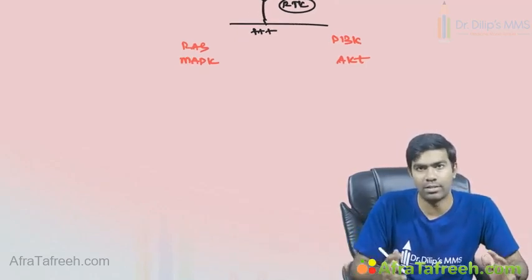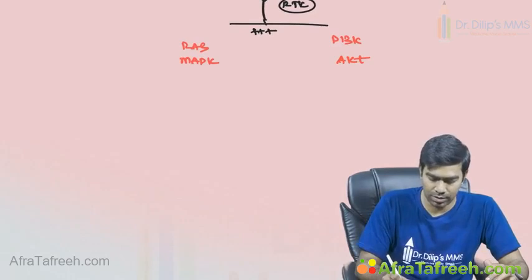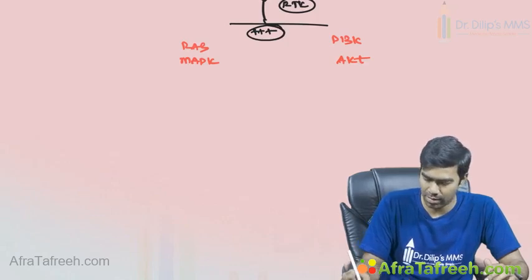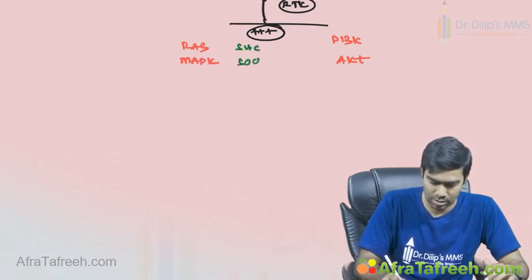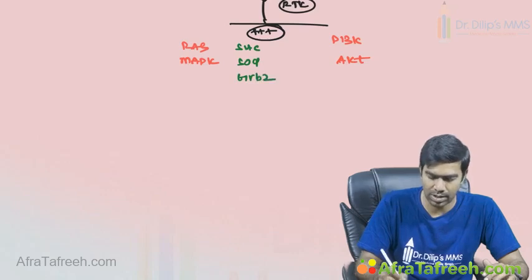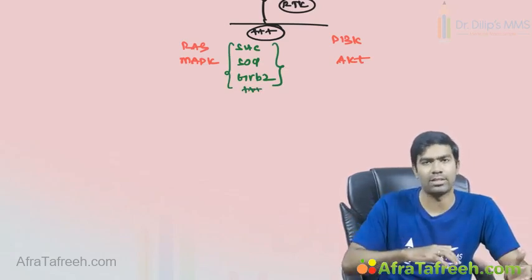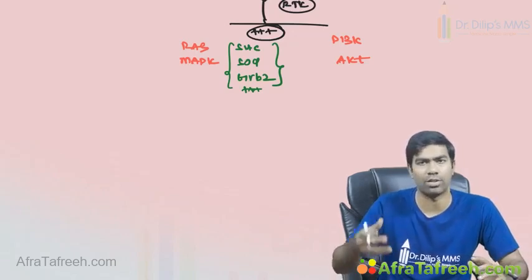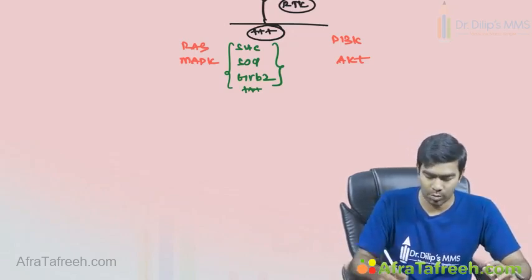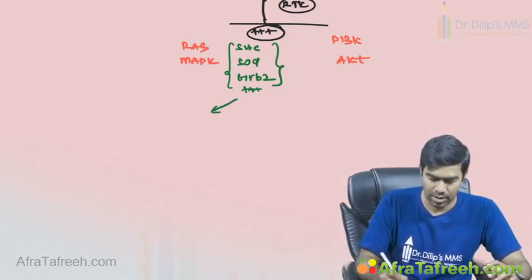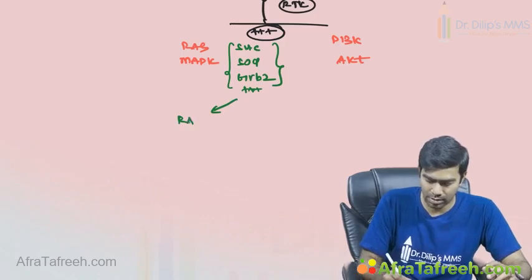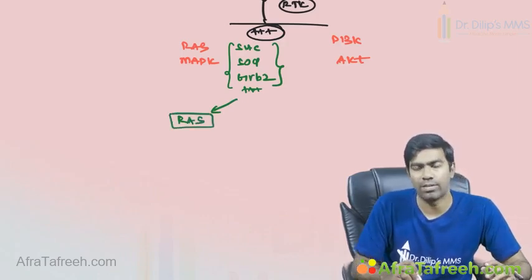So when you activate this receptor with the ligand, first a lot of variety of proteins will be activated on this side. For example, you have SHC, then SOS, then you have GRB2. These are the three important proteins that you have to know. These are the substrate proteins that will be activated. This is a cascade. So initially SHC, then you will have GRB2, then you will have SOS, like a cascade they will be activated. So once this cascade is activated, they are going to activate a protein called RAS.